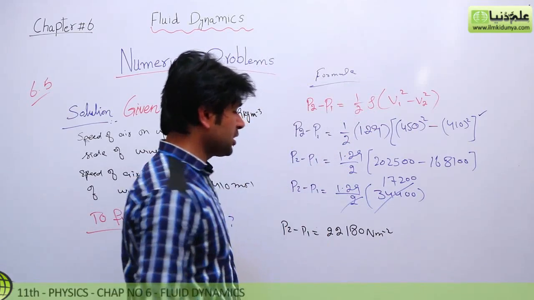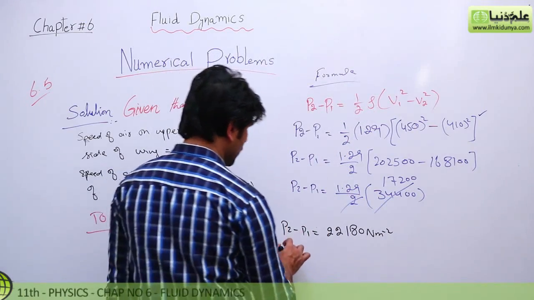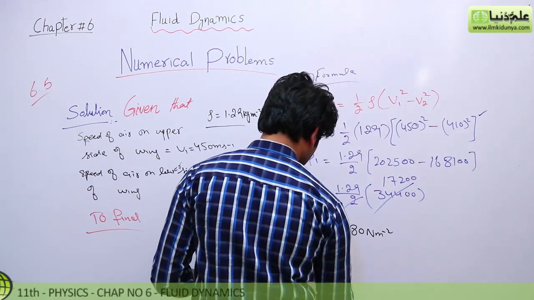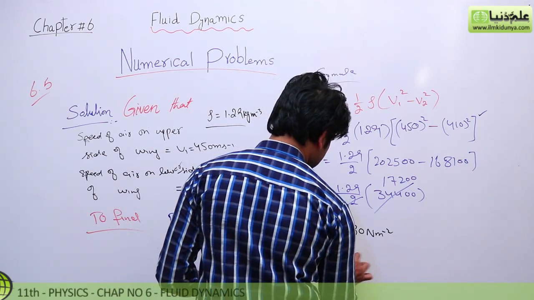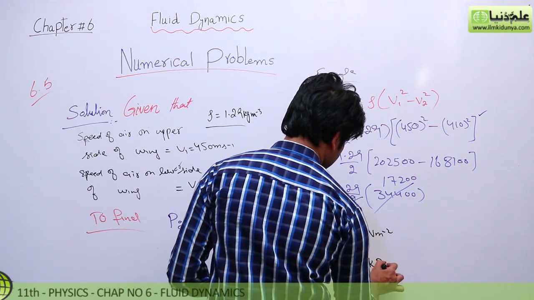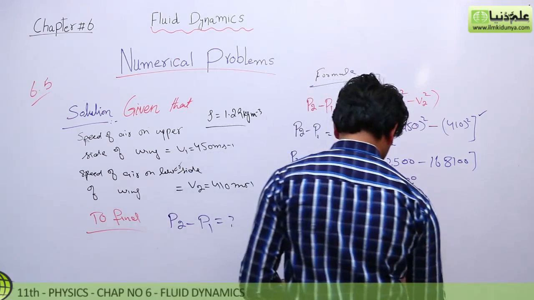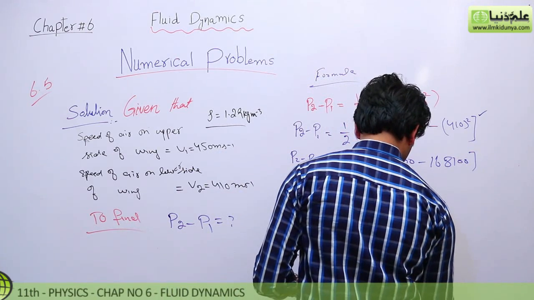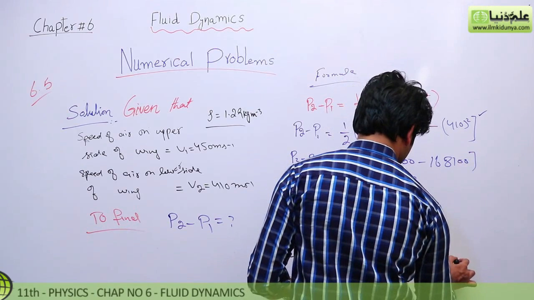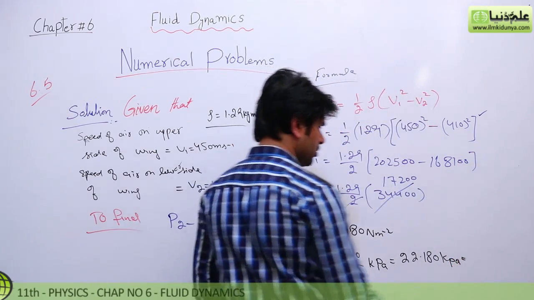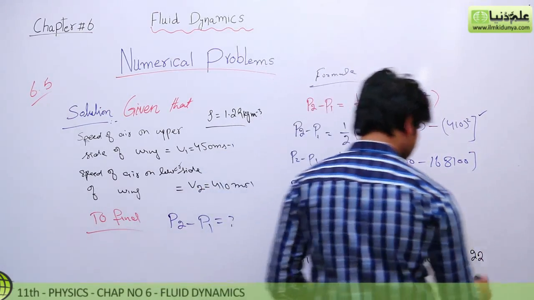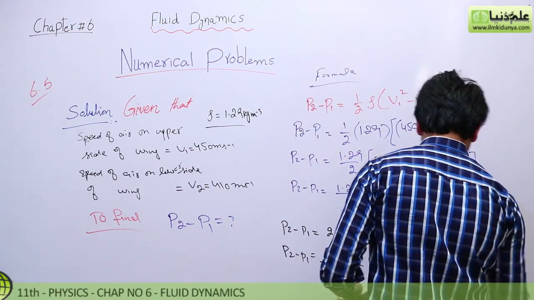To convert this Newton per meter square, we will divide this by 1000 to convert into kilopascal or kilonewton per meter square. For this sake, we will divide this term by 1000 and it should be converted into kilopascal. So the answer is 22.180 kilopascal, and rounding off we can have this. So this is the answer.